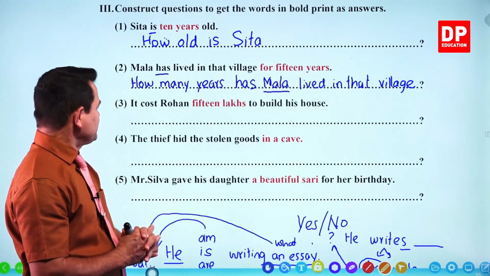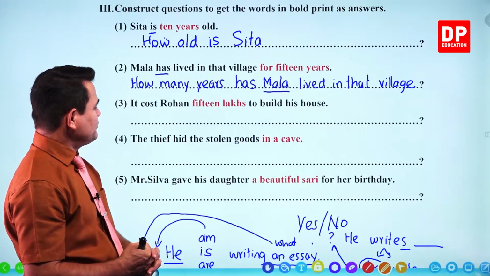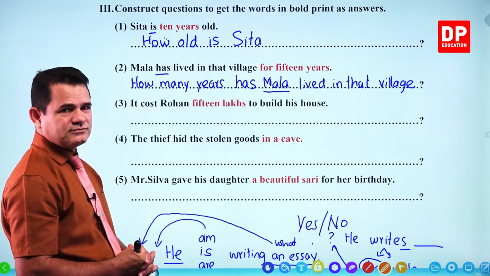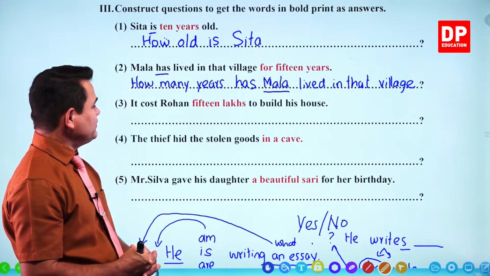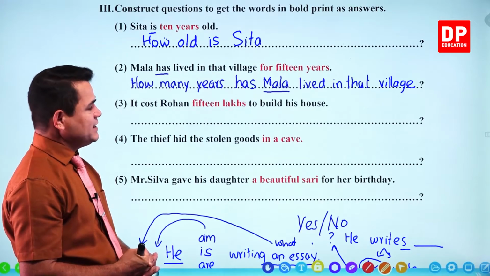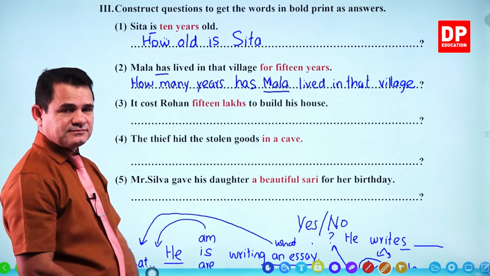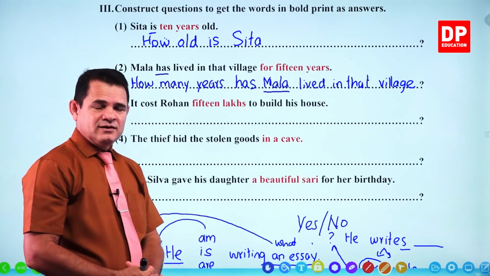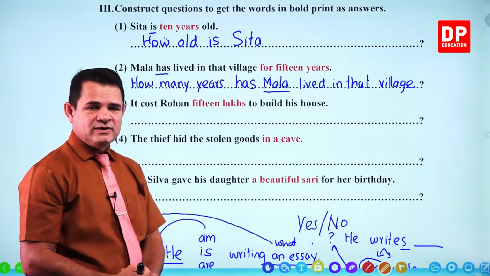Look at the next one. It cost Rohan 15 lakhs to build his house. It cost Rohan 15 lakhs to build his house. Answer is 15 lakhs. So when you talk of money, what is the word that we take?